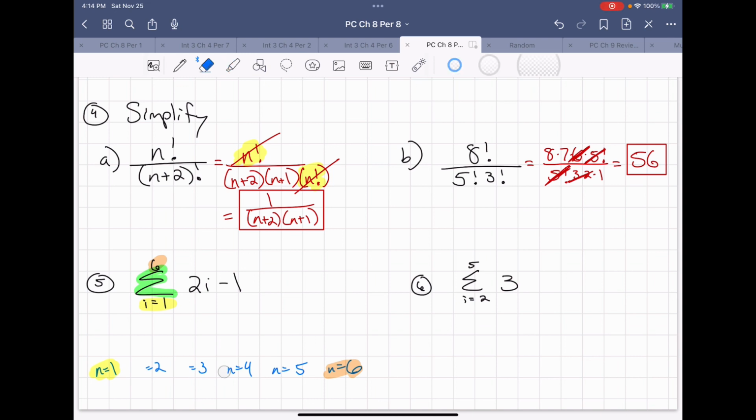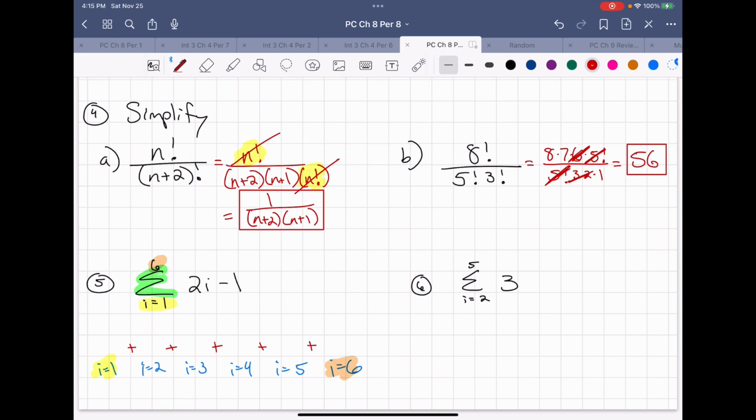Let me change them all to i's. But it means the same thing as n. And I wouldn't care if you called it n. This is just my work anyways. But so from 1 to 6, plug in the numbers and see what you get. And then the sigma part tells you to add them together.